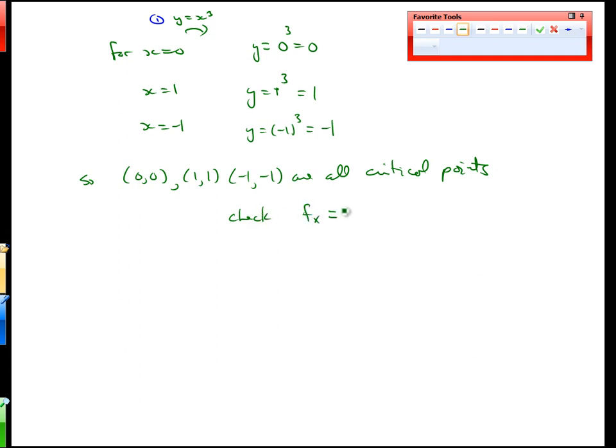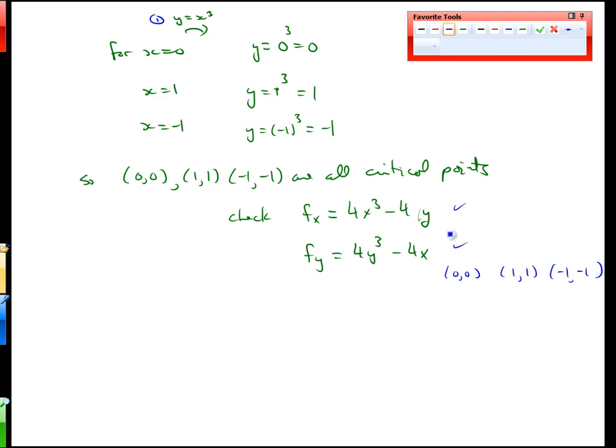Well, f_x, the x derivative, was 4x cubed minus 4xy. And the y partial derivative, f_y, was 4y cubed minus 4x. And if we just check the (0, 0) point: 4 times 0 minus 0, yep. 4 times 0 minus 0, yep.